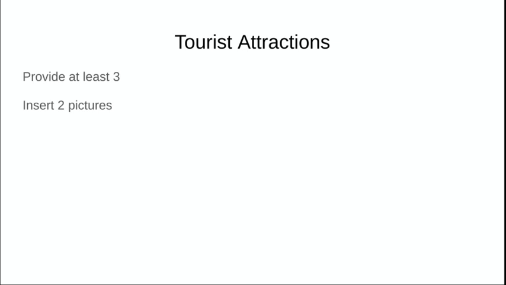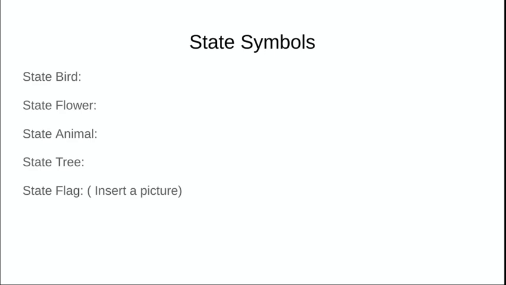Next slide, you're going to tell me tourist attractions. So provide at least 3 tourist attractions and insert at least 2 pictures. So again, if I was doing Florida, I would pick Disney World. Maybe I'd pick the Space Center. So a third place would be the Everglades in Florida. So you would tell me 3 places that people would visit. A tourist is a person who comes to an area to visit, maybe for a vacation or just to visit family. So it's a person who does not normally live in the area.